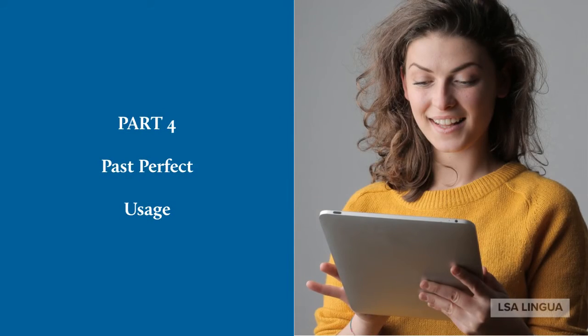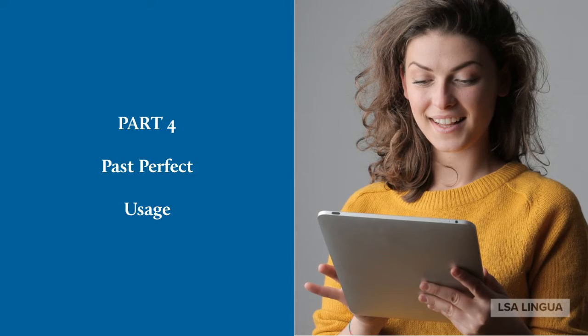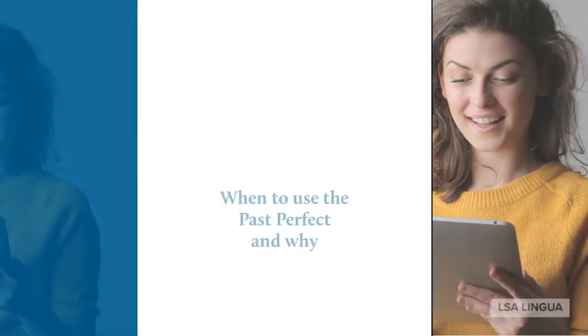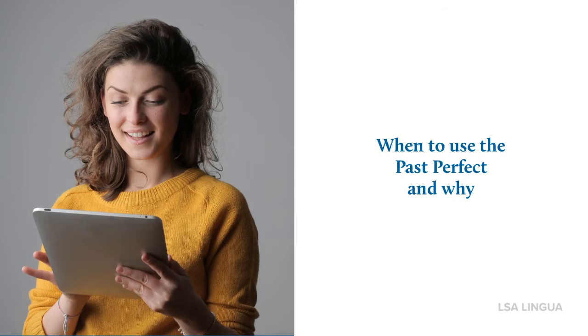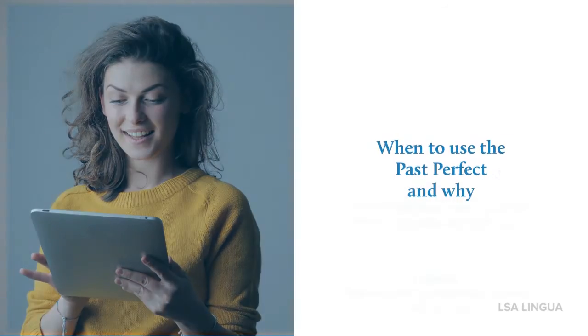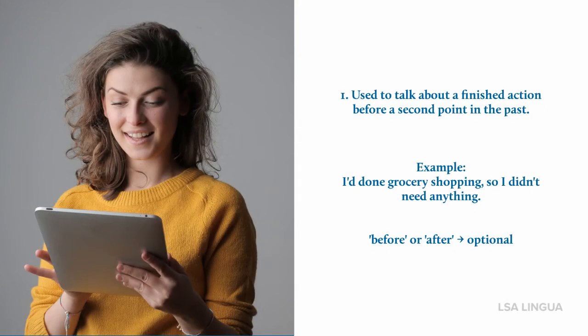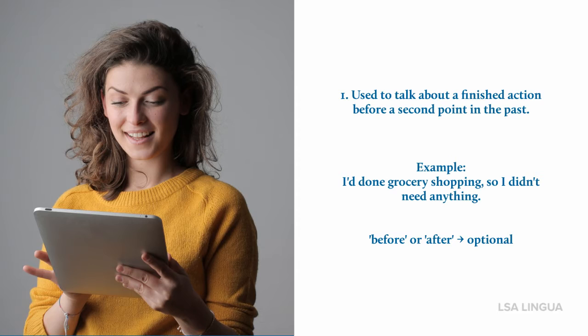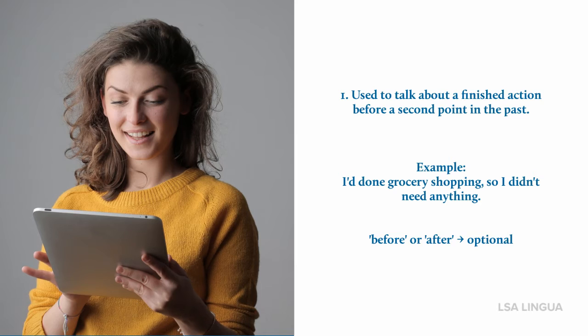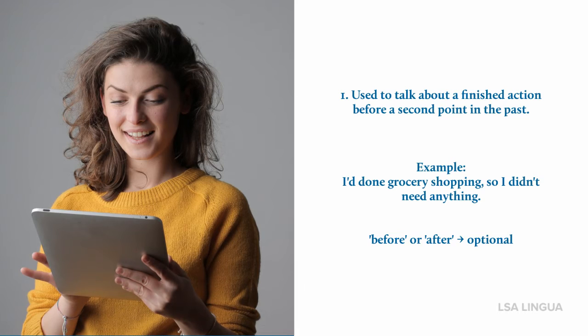Part 4. The past perfect usage. When to use the past perfect and why. So the past perfect is used to talk about a finished action before a second point in the past. So we usually use the past perfect to make clear which action happened first. This is often used to explain or to give reason for something in the past. For example, I'd done grocery shopping, so I didn't need anything.